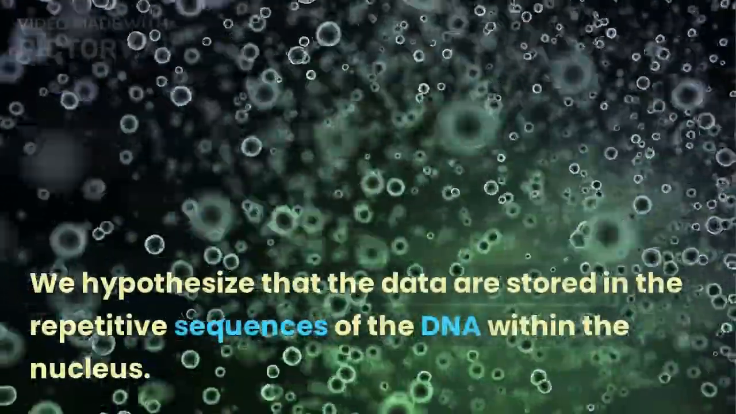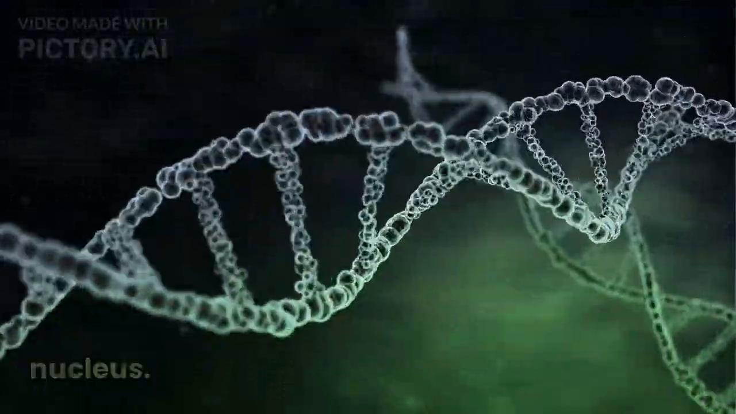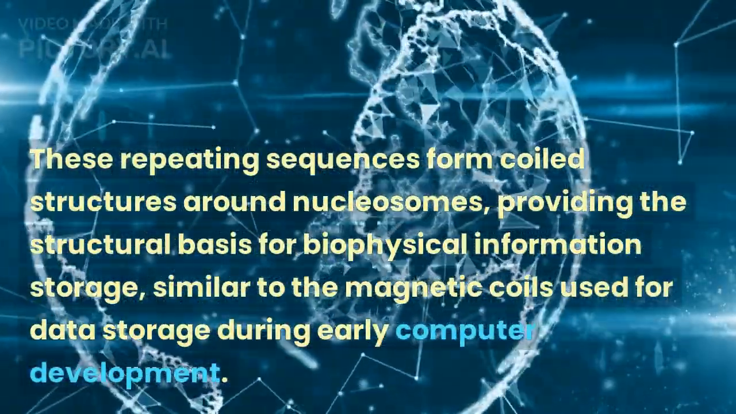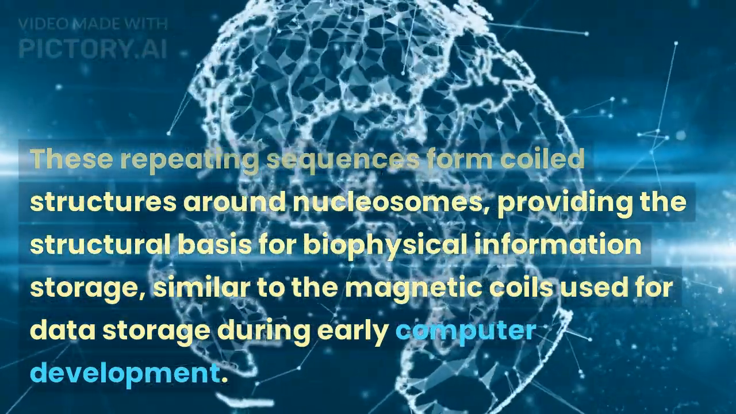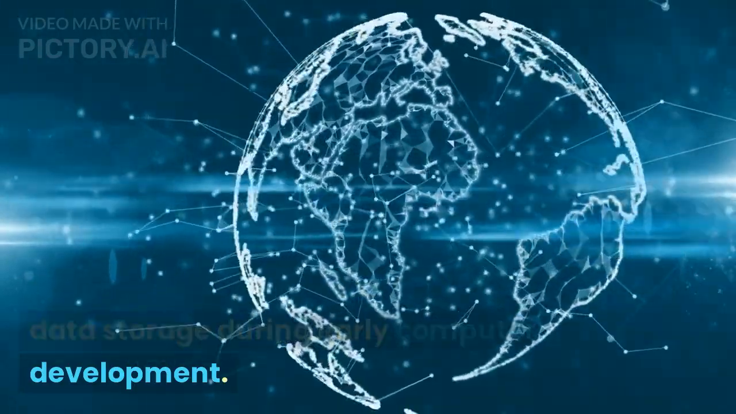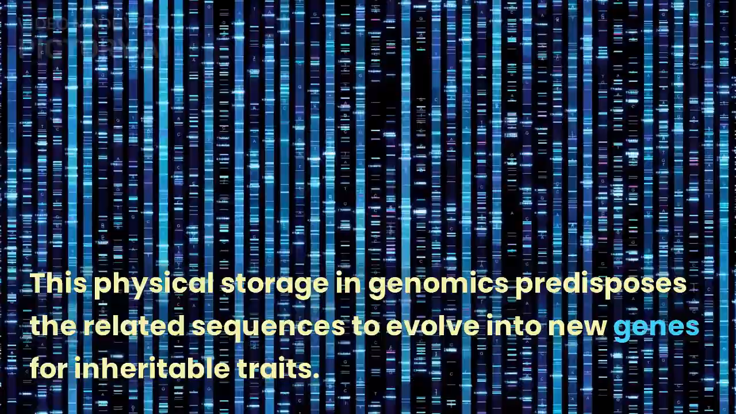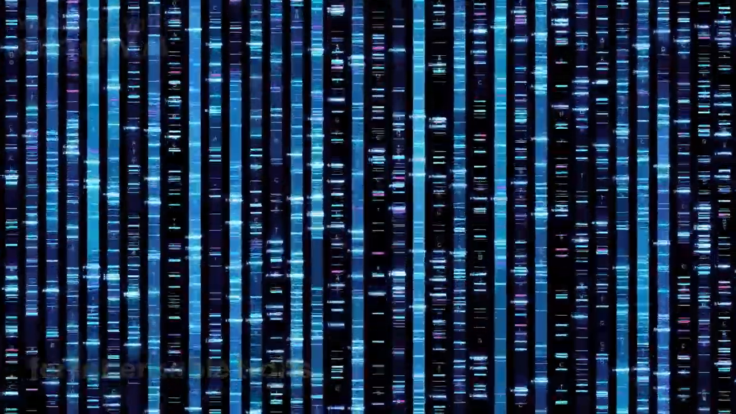We hypothesize that the data are stored in the repetitive sequences of the DNA within the nucleus. These repeating sequences form coiled structures around nucleosomes, providing the structural basis for biophysical information storage, similar to the magnetic coils used for data storage during early computer development. This physical storage in genomics predisposes the related sequences to evolve into new genes for inheritable traits.